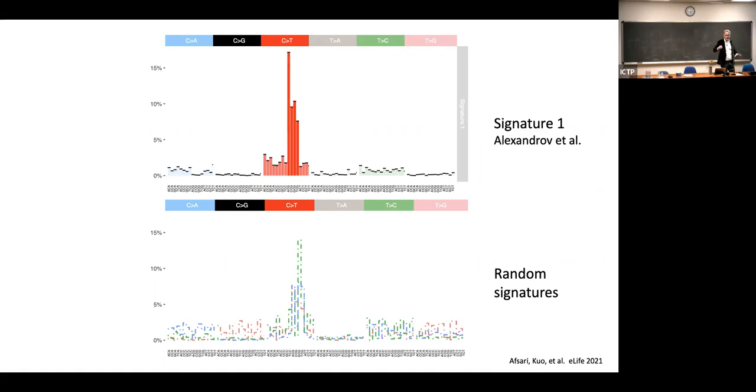Afterwards, by observing that in older patients there was more of this, the inference was this probably has to do with aging, right? Okay, so the question is, is there any value in everything else? Because the signature is a probability distribution. I have 96 features here, right? For each signature.